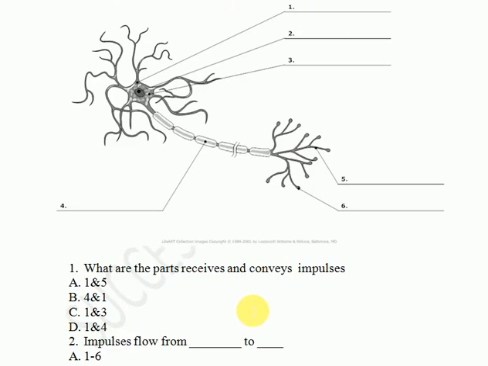What are the parts that receive and convey impulse? So that's the question. There's a part that receives impulse, and that's the dendrite. That's not labeled. So once the dendrite receives it, it takes it to the dendron. So our dendron receives the impulse while the axon transmits it. So you say receives and conveys. So the receiver here will be 1, the conveyor will be 4. So the answer to number 1 will be D.